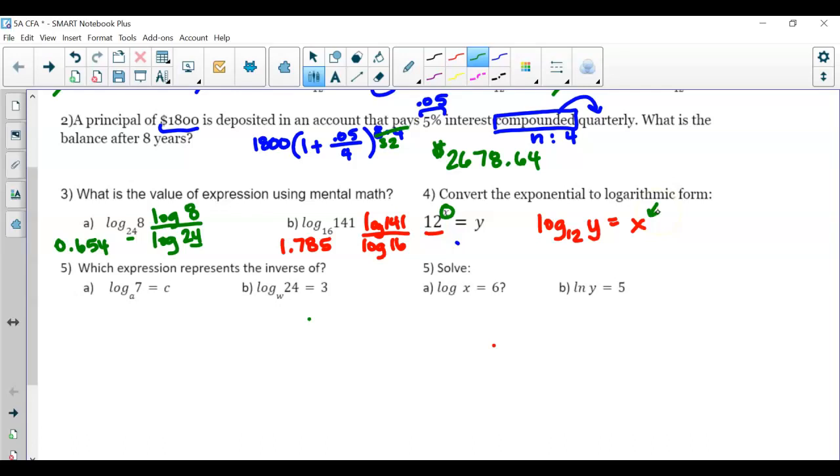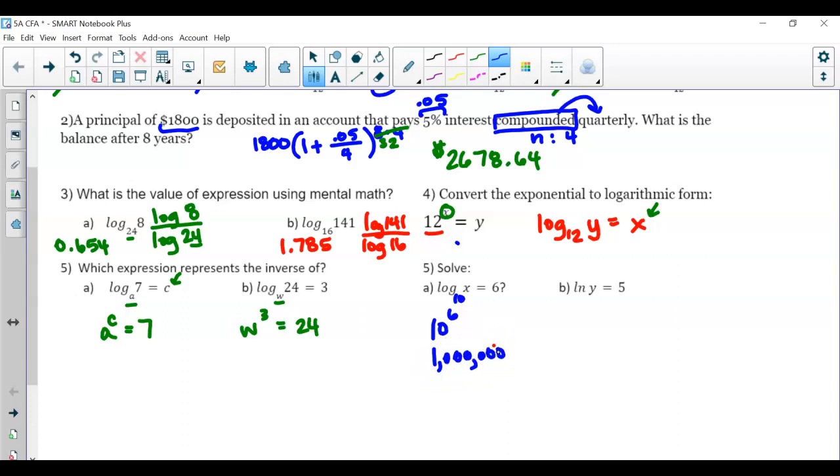Then here we're writing the inverse, but now given the log, we're going the other direction, which is the exponential. So again, your base of a, remember your equation is always equal to the exponent, so that's a to the c is equal to 7. Same thing here, you have a base of w, so w to the third is equal to 24. That is the inverse. Now here, when we're solving, notice how we have a common log with that base 10. To solve for x, we need to convert it to the exponential, which is 10 to the 6th power. When you put that in the calculator, you'll get 1 million.